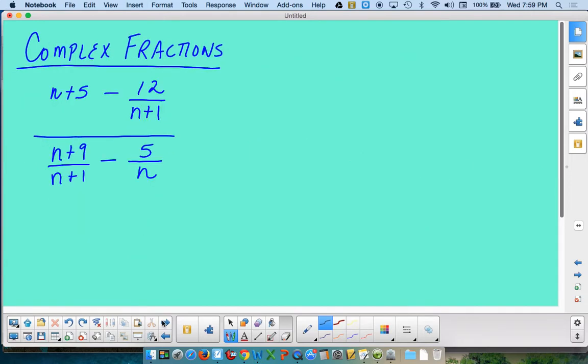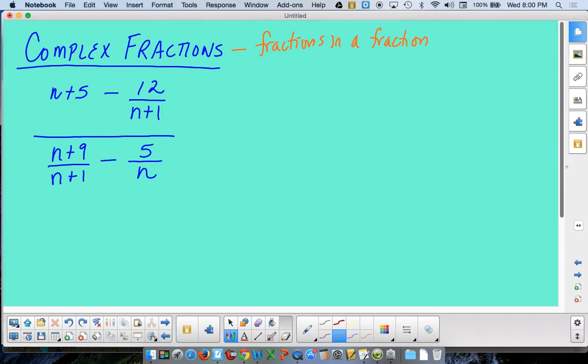Finally then, our capstone problem of the day, which puts all of it together, addition and subtraction with multiplication and division, is those fun things called complex fractions. Complex fractions are when you have fractions in a fraction. I didn't write that right. Let's try that again. Fractions in a fraction.